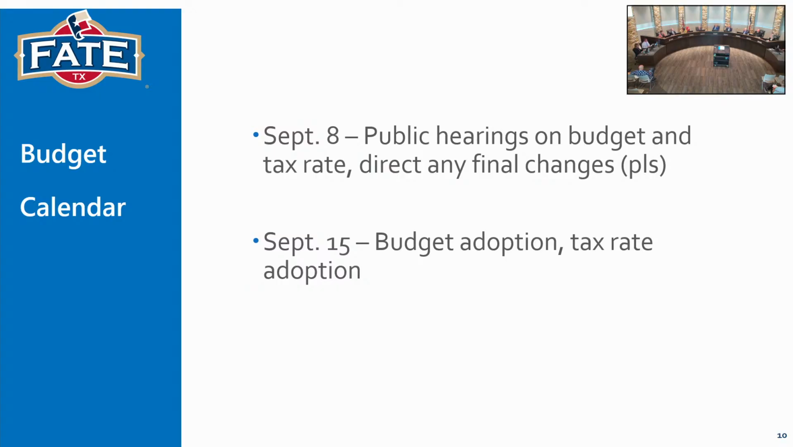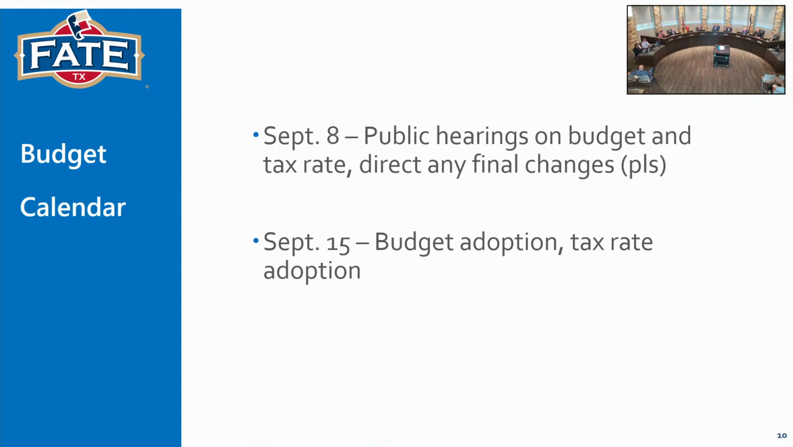So we've got a couple days that we're going to have to launch packet preparations ahead of the typical schedule. Vicky's already working with Samantha on that. But September 15th, we would adopt the budget and the tax rate, and then we would be done and move to implementation. We're also planning on September 8th.